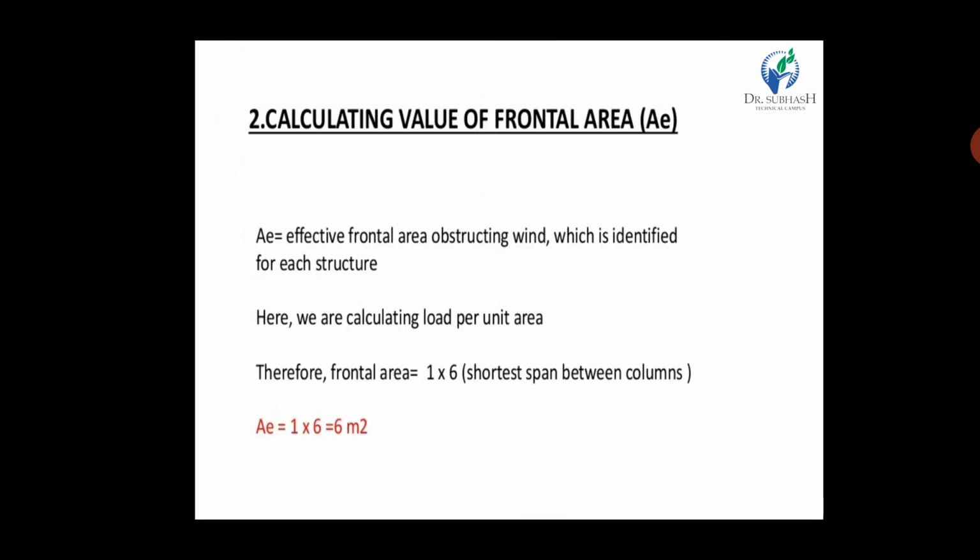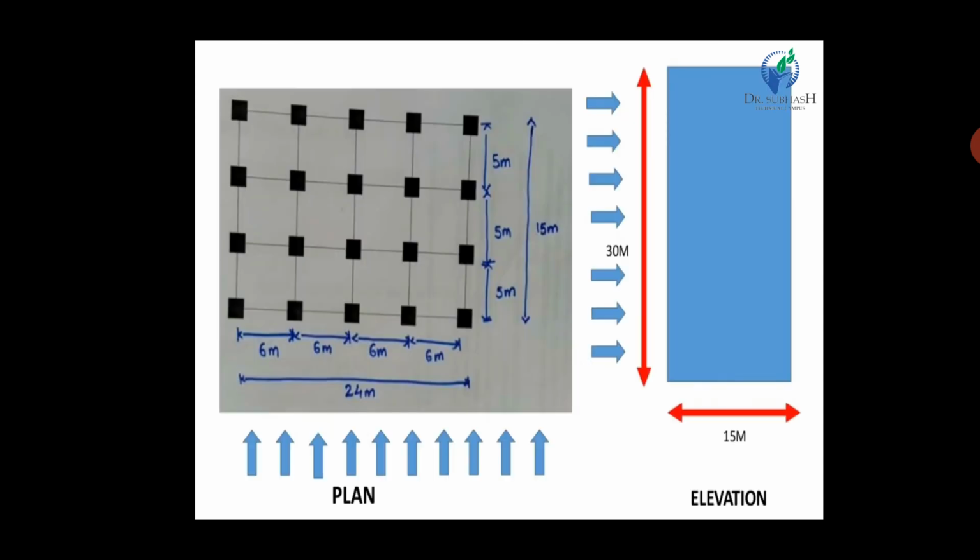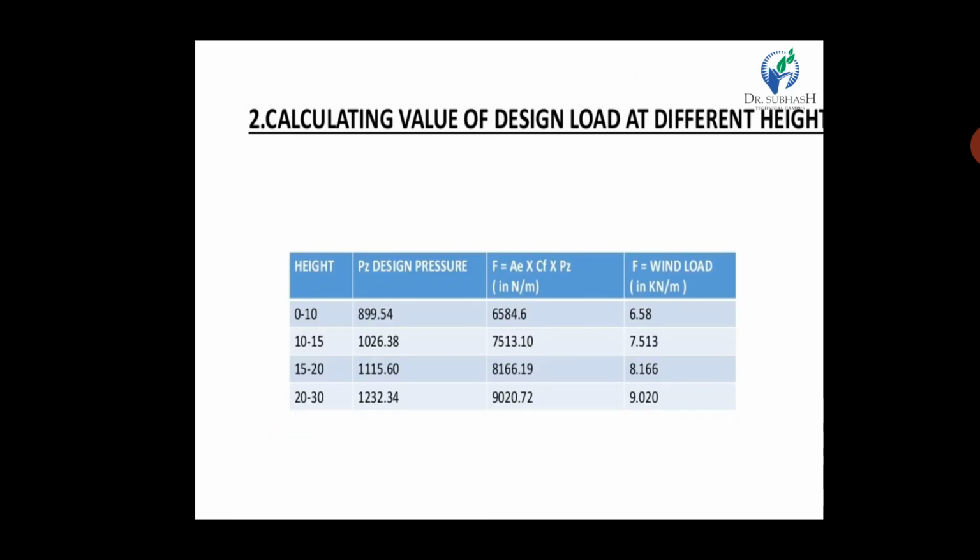Now we calculate the frontal area A. A is the effective frontal area. Here we calculate load per unit area. Therefore the frontal area is 1 by 6, which means the shortest span between columns. So A is 1 into 6, which means 6 meter square. How do we calculate it? You can see the plan. It is the shortest span of 6 meter and 1 meter as a strip, so it is 1 by 6 meter square, in the frontal wind direction where the building is located.